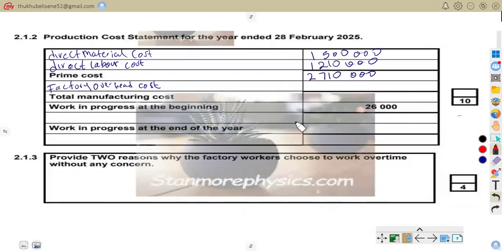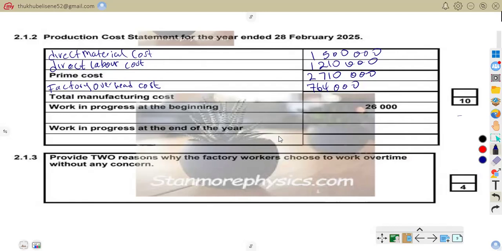Our factory overhead cost is the amount that we calculated, 764,000. So that is our factory overhead cost.